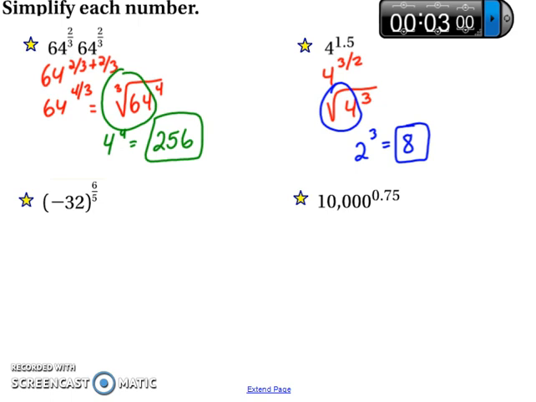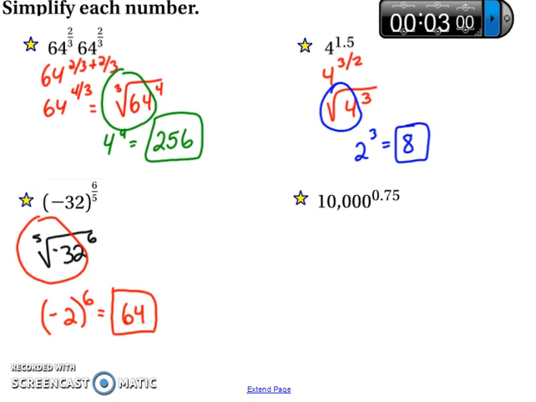Negative 32 to the 6 fifths. We're going to have negative 32 on the inside, and then 6 is our exponent, 5 is our index. We're going to go outside in. So the fifth root of negative 32, that's negative 2. And then we're raising that whole thing to the 6th power. So that's going to become 64.